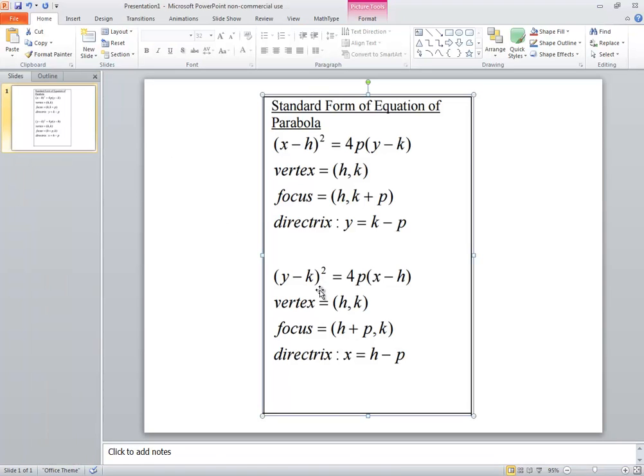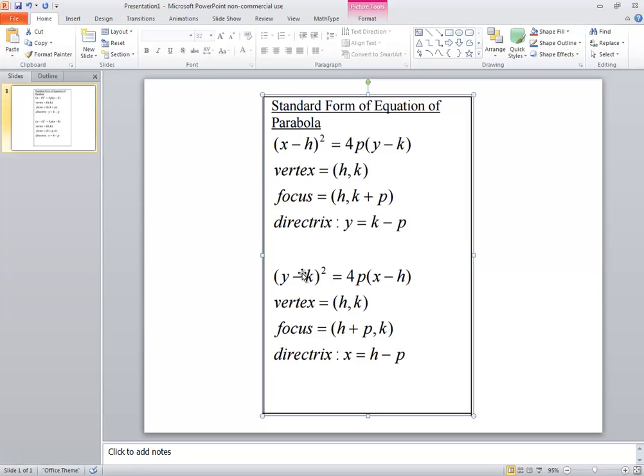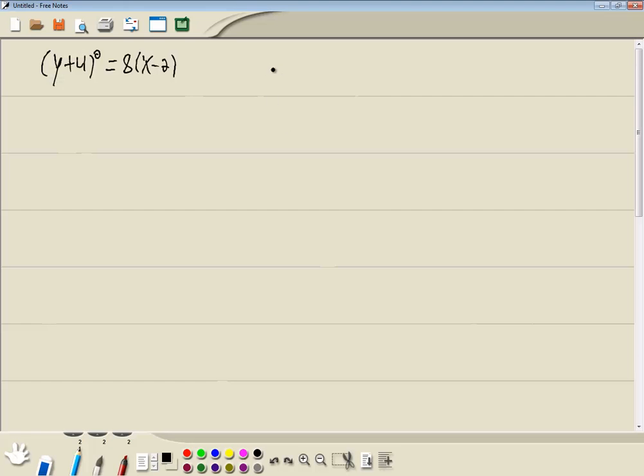Well, we have to see which one it matches. Squared is on the y, so we want the one with the squared on the y, which is the bottom formula. The bottom formula says (y − k)² = 4p(x − h). So we have to write it in that form. It's real close. This is (y + 4)², which is fine. It either has to be y minus a number or y plus a number, squared.